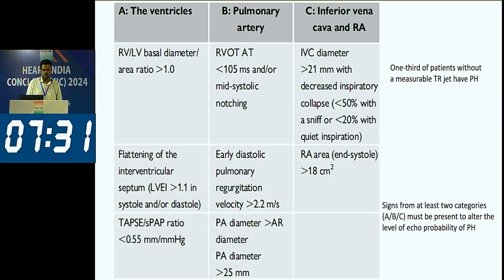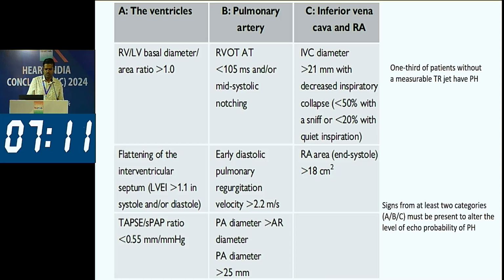These are the additional signs which I was talking about. It is divided into 3 groups. Group A is involvement of the ventricle, where RV is increased in size. Group B is pulmonary artery, where you can have a decreased RVOT acceleration time, or PA diameter is increased, and group C is IVC dilatation, RA dilatation.